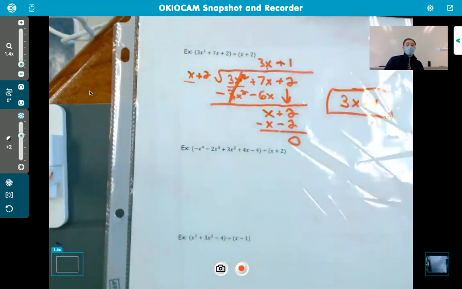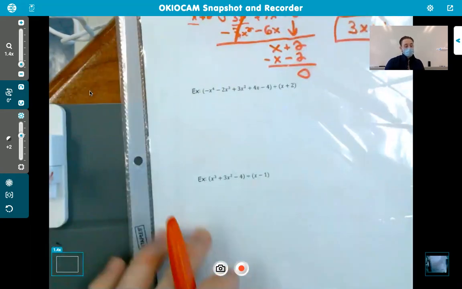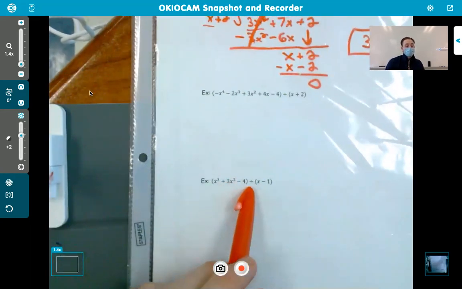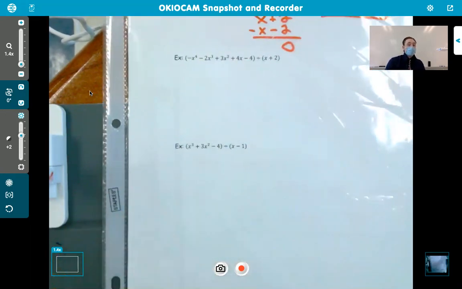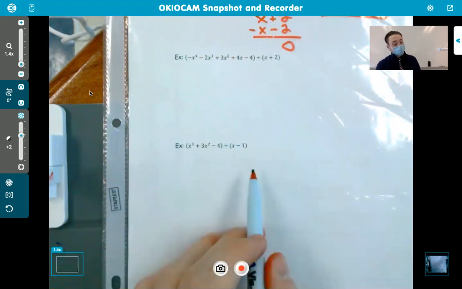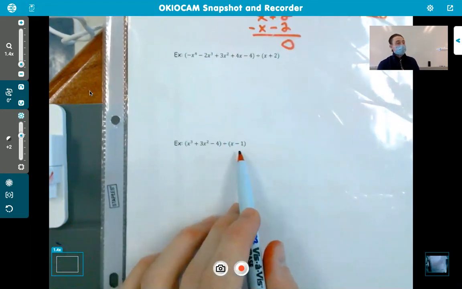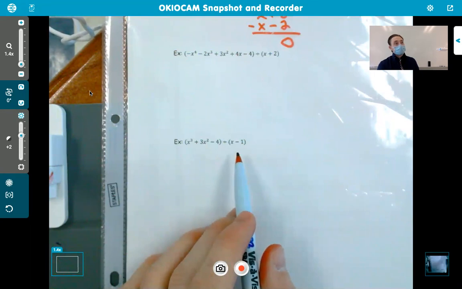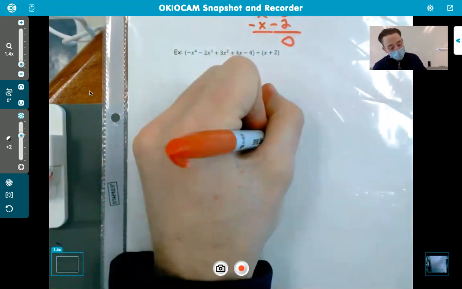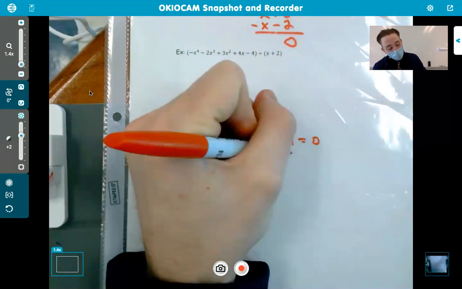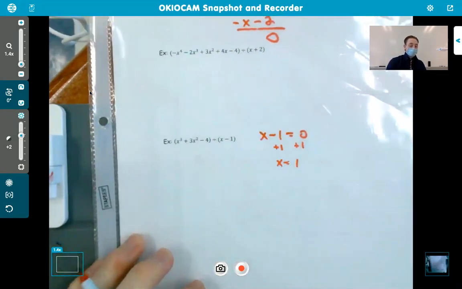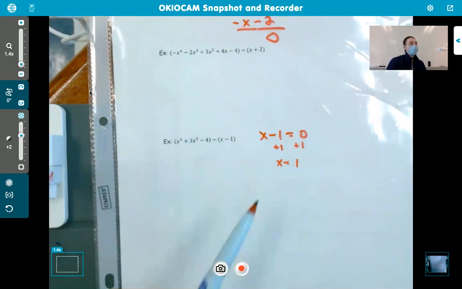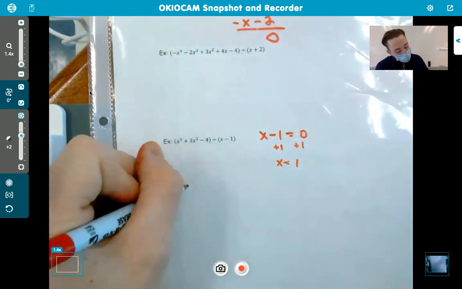Okay. Let's take a look at this bottom example here. We have x cubed plus 3x squared minus 4 divided by x minus 1. We're going to use synthetic division for this. Remember, in synthetic division, I start by taking that binomial and setting it equal to what? 0, right? And then I solve. So x minus 1 equals 0. Add 1 to both sides. I get x equals 1. Where do I put that 1? Right, in the box off to the left.